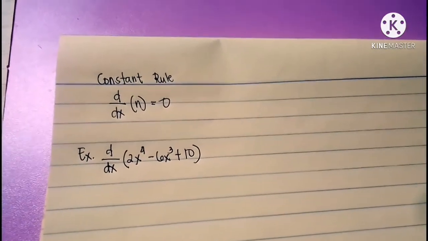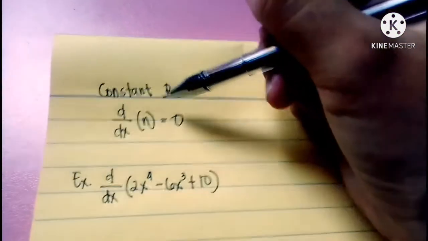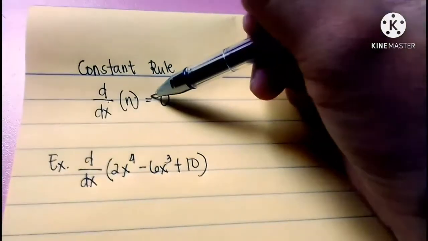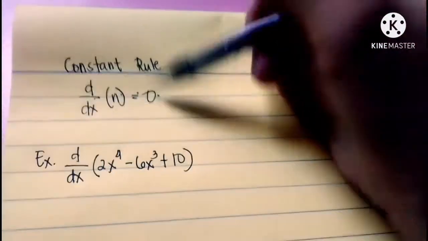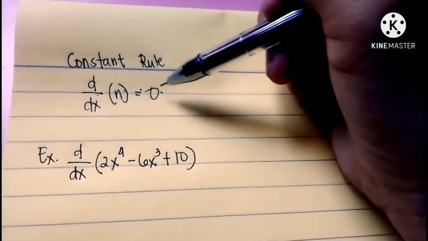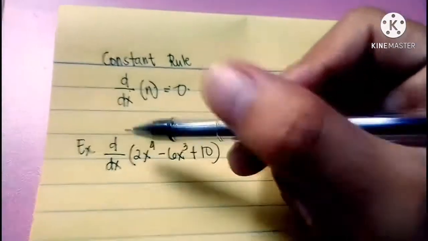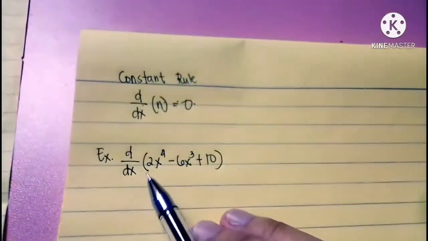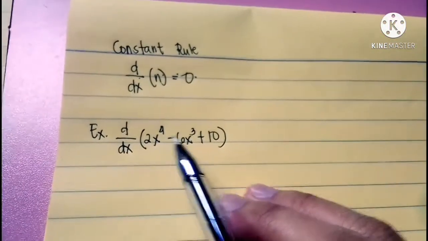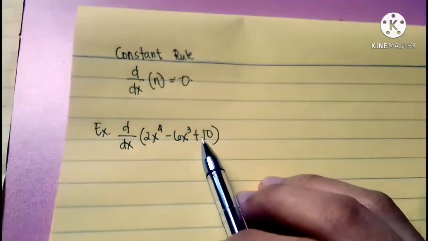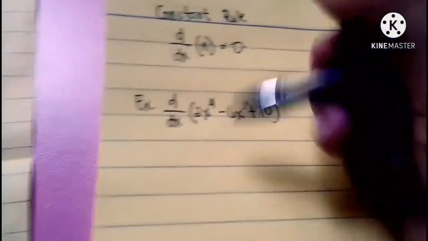Now I'll show you the constant rule. If we have the derivative of any constant number, it is equal to 0. This is the rule for the constant rule. For example, we have the derivative of 2x to the power of 4 minus 6x to the power of 3 plus 10. Now we will get the derivative of this.